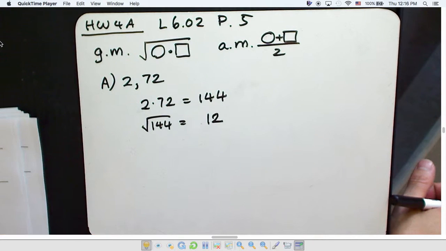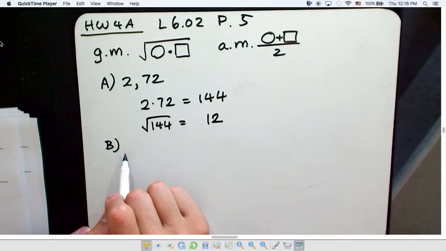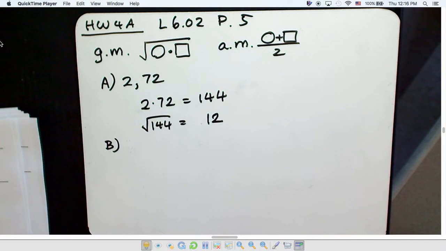So find the geometric mean for choice B, choice C, and choice D to see which one has a different geometric mean. And the one that is different is the answer.